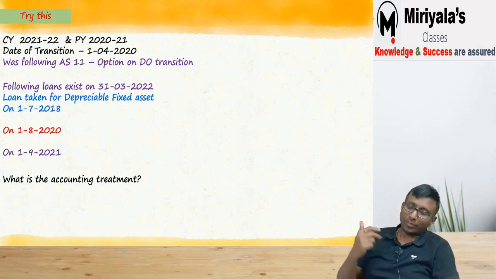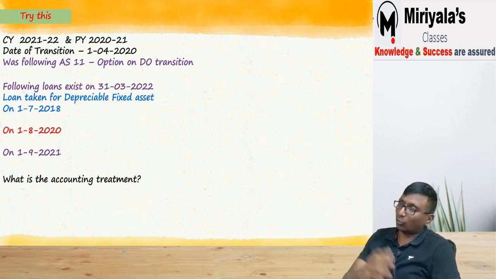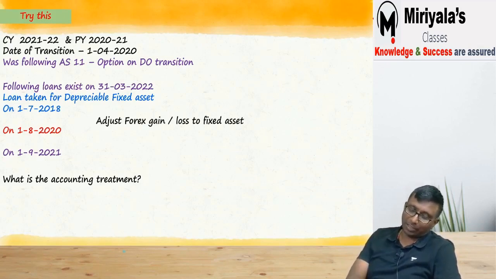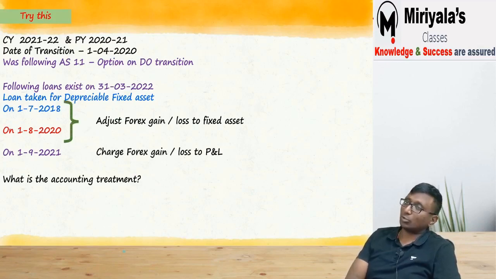Correct? But the loan which is coming on 1/9/2021, that is in the current year. For that you don't have a choice. Any foreign exchange gain or loss, that should be charged to profit and loss statement only. Yes, for those two you can adjust it with the fixed asset. But the next one is to charge the foreign exchange gain or loss to profit and loss statement.